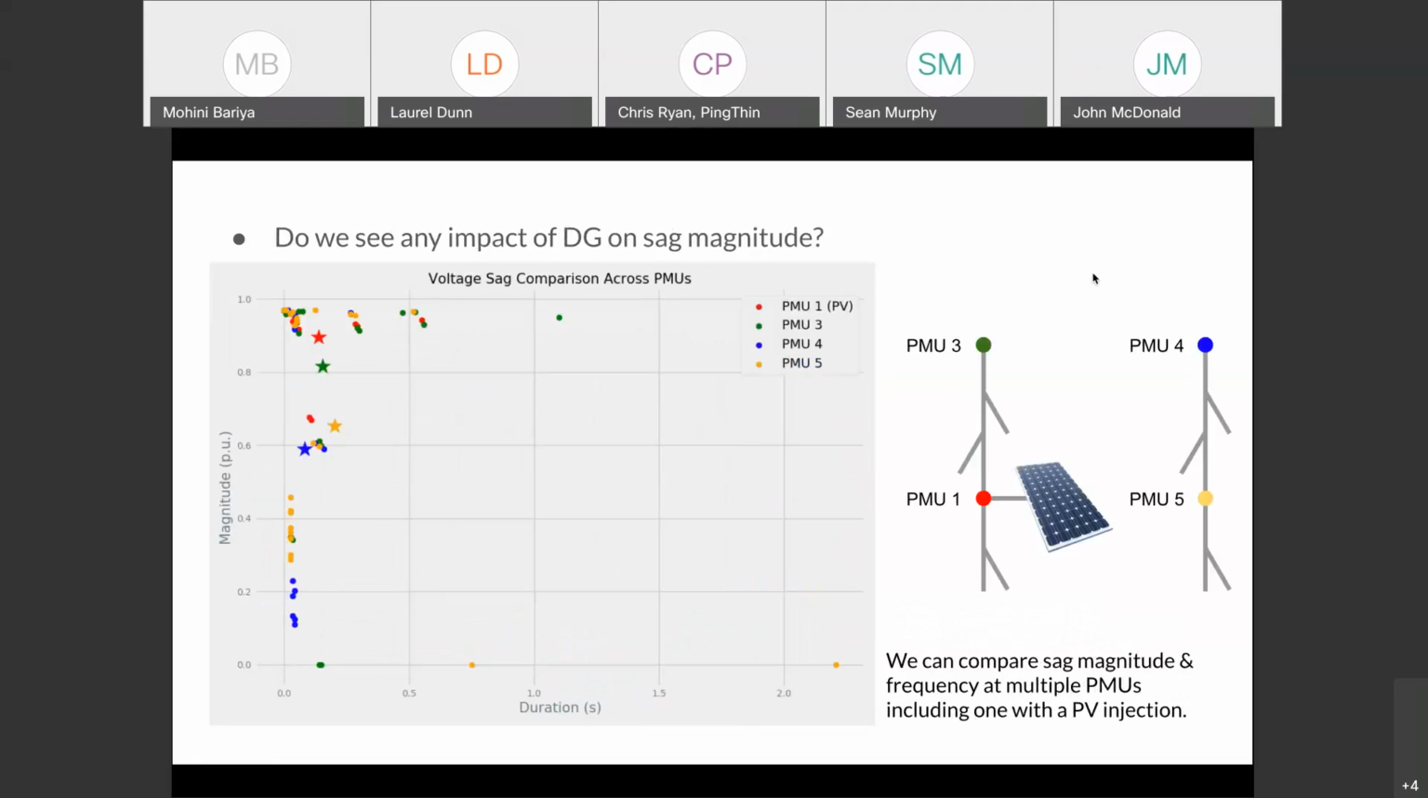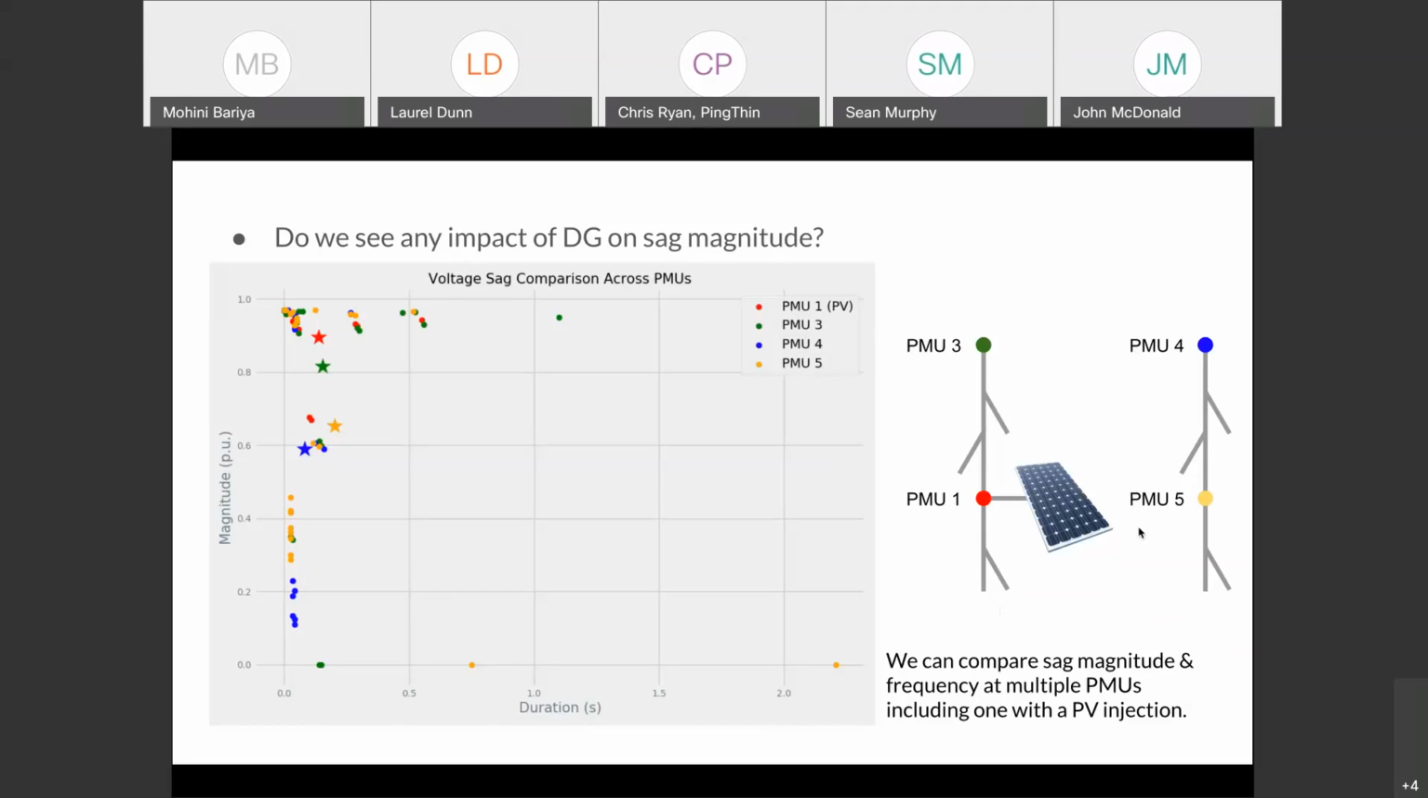Okay, on to the next question. Do we see any impacts of distributed generation on sag magnitude? So there is some theorizing in the literature that the presence of distributed generation may reduce the magnitude of sags at a location because the injection may hold the voltage up during a sag. And we can explore this through the platform because we have access to an open source database which includes measurements at an injection point of a PV installation. And that is in the Sunshine dataset, which you can all access.